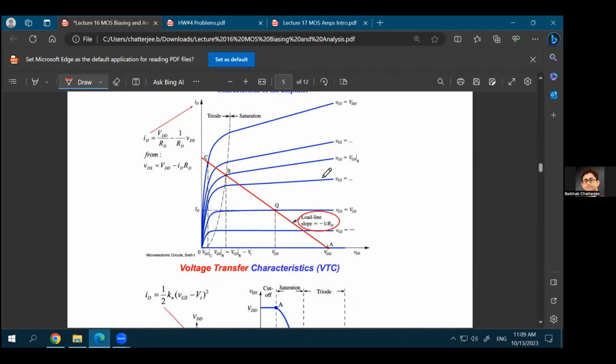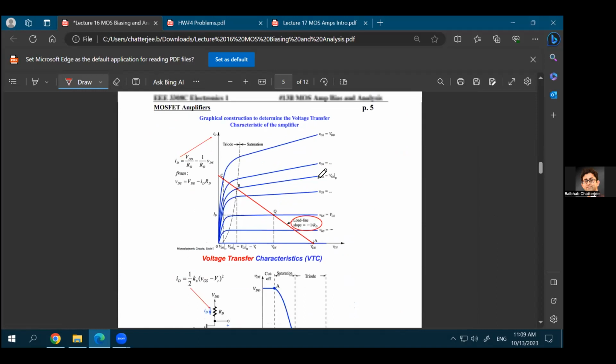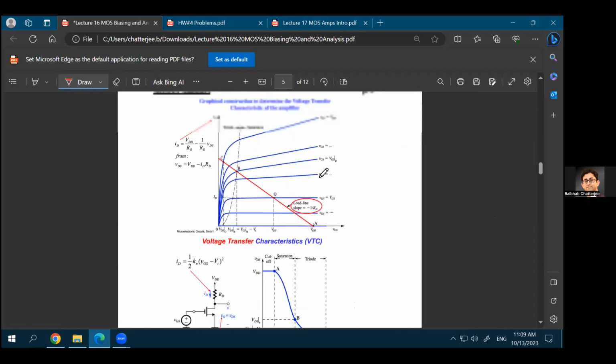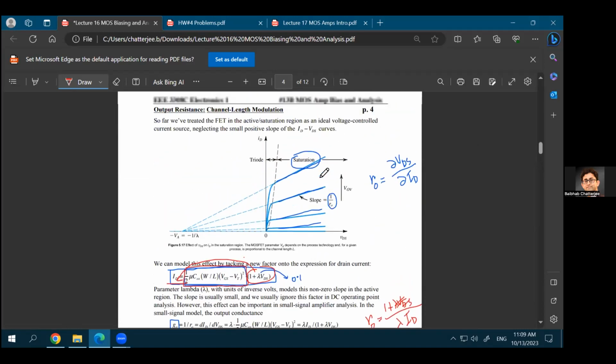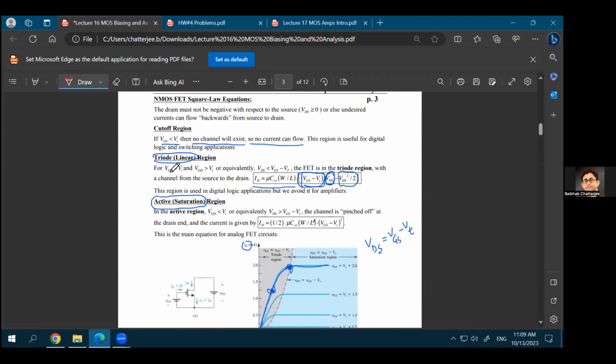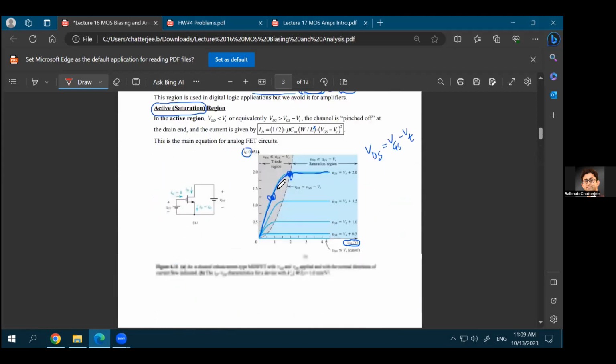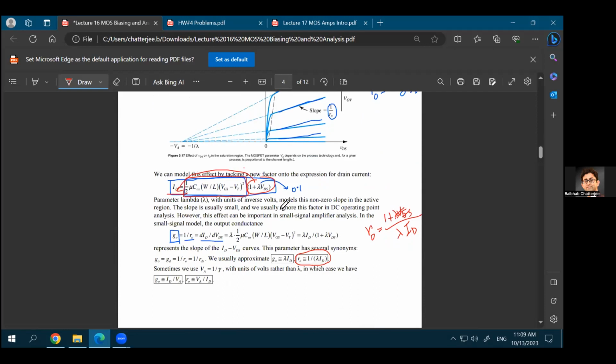Okay. So next, now that we have some idea about the equations of the triode region, the equations of the active or saturation region, and the equation of the output resistance, we'll take a look at a circuit which could be similar to your homework number 4 problems, and we'll see how to solve those kinds of problems.